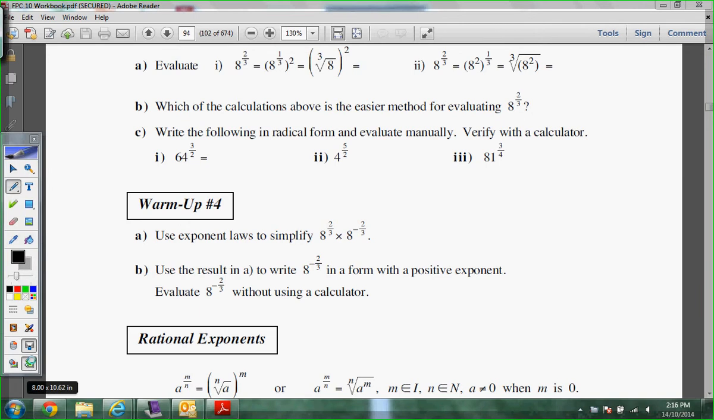Okay, so evaluate 8 to the 2/3 equals 8 to the 1/3 squared, or the cube root of 8 squared. So you want to evaluate. Okay, well, what is the cube root of 8? 2. 2 squared is 4. So 8 to the 2/3 is 4.